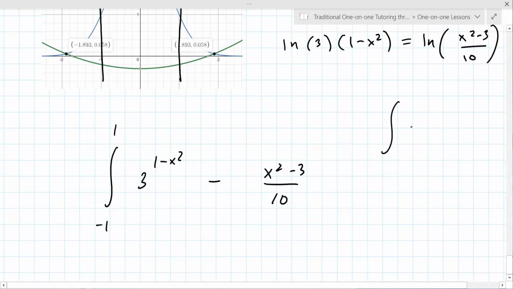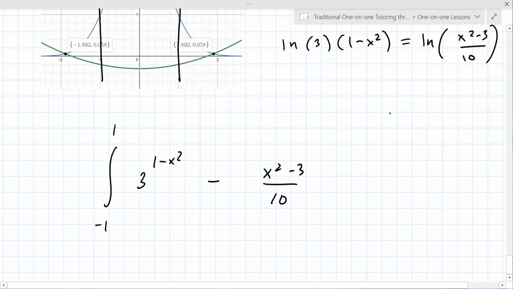Like the integral of a to the u du is a to the u divided by the natural log of... I'm sorry, natural log of a. God, I've got this all messed up. Let me restart. The integral of a to the x dx is itself divided by the natural log of a. This only works if x is something nice, and this one is not.